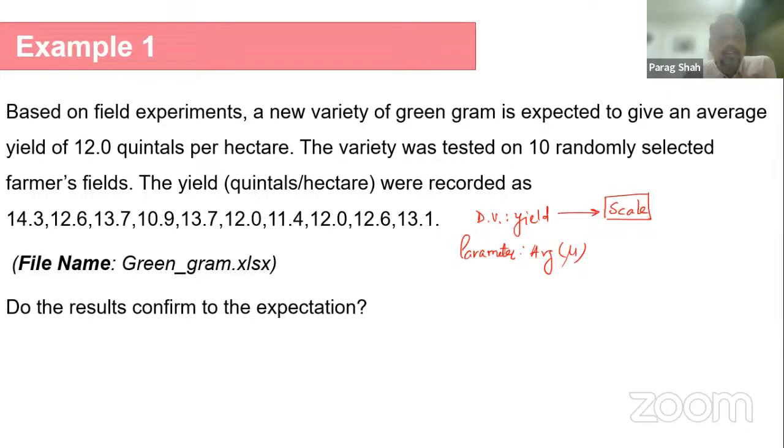Now I need to check whether it is normal or not. That we will do. Number one. Number two, how many times the sample is taken. If you see the number of samples is only one, because only one type of the green gram was tested, and that too on 10 randomly selected farmers' fields. So my number of times the sample is taken is only one.